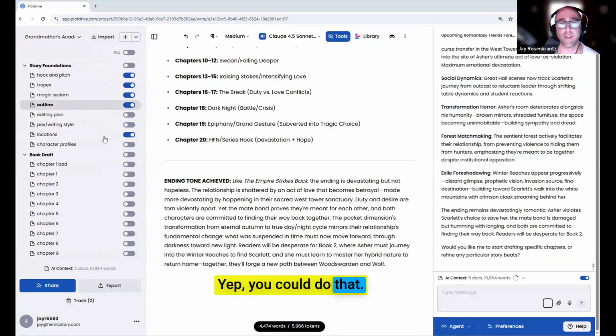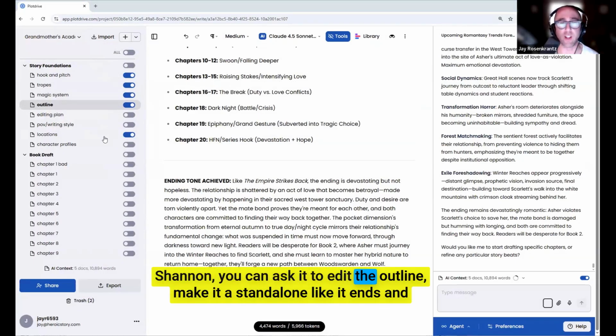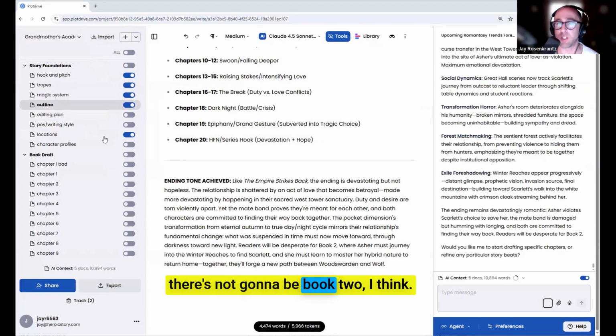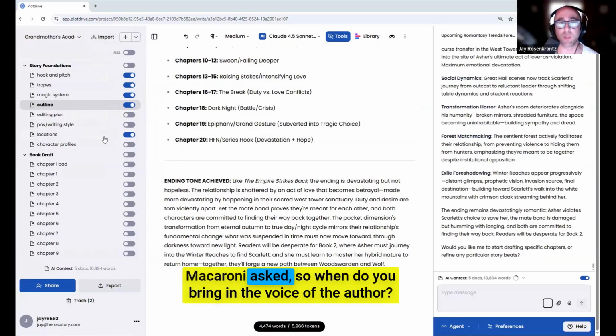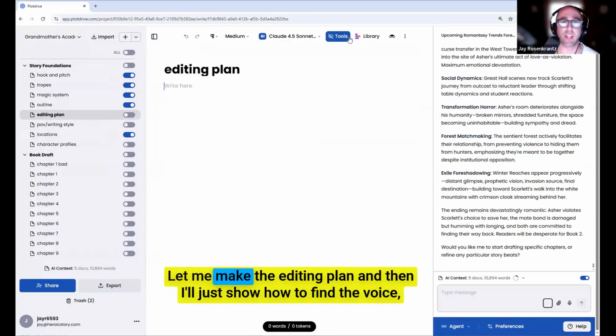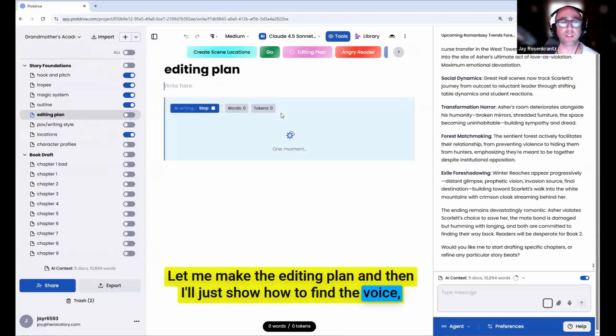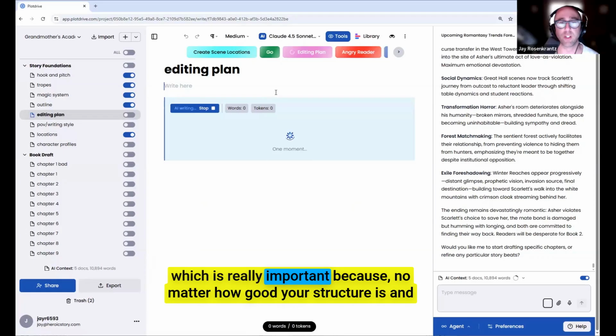Yep, you could do that, Shannon. You can edit the outline, make it a standalone, like it ends, and there's not going to be book two. I think absolutely you have a lot of flexibility. Macaroni asks, so when you bring in the voice of the author, let me make the editing plan and then I'll just show how to find the voice, which is really important.